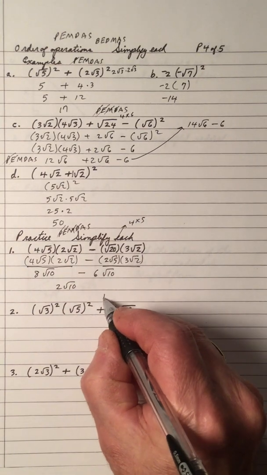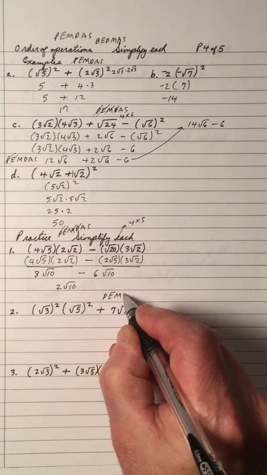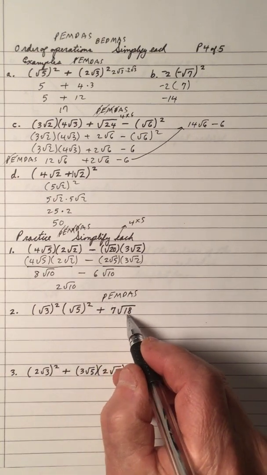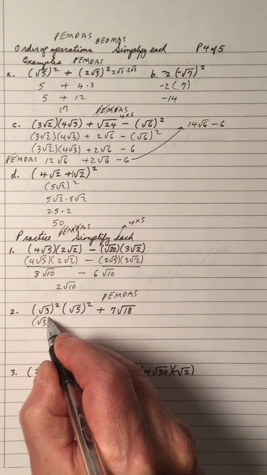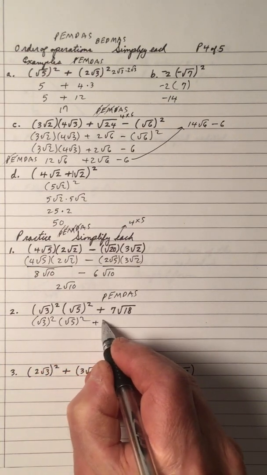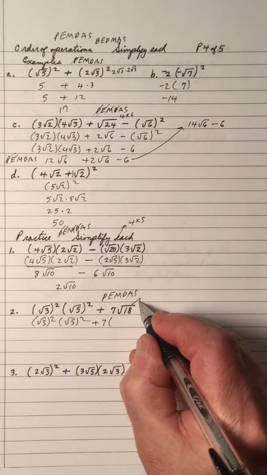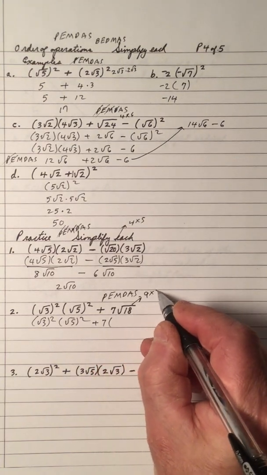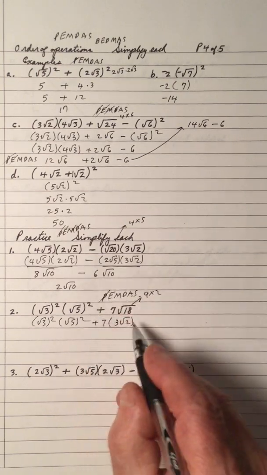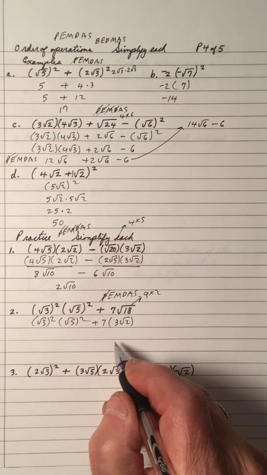Okay, again, PEMDAS, P. We have root 3, can't simplify. Root 5, you cannot simplify. But we can do the root of 18. Root of 18 is 9 times 2, so that's 3 root 2. So we have simplified inside the root or the bracket.